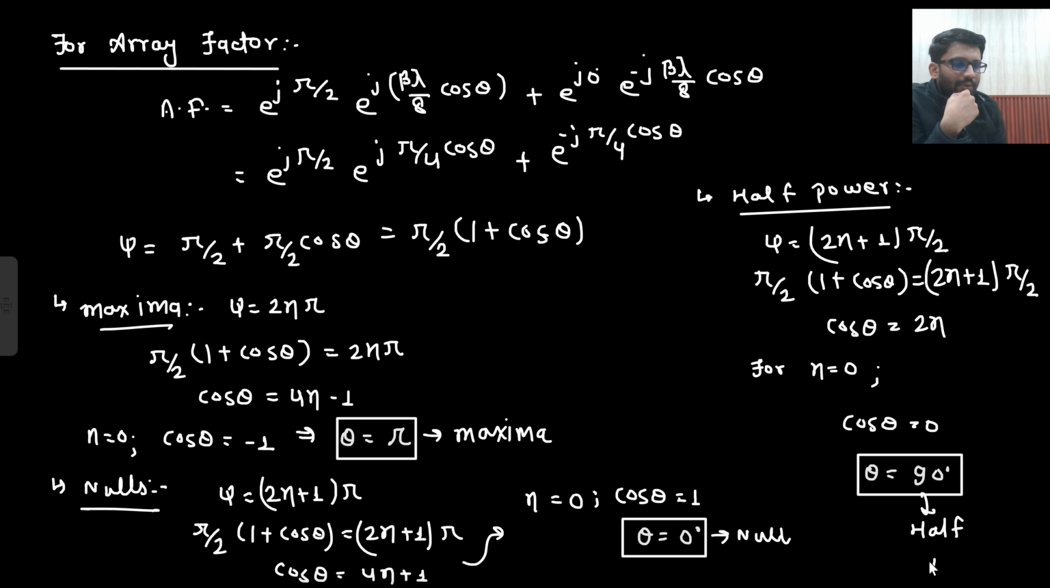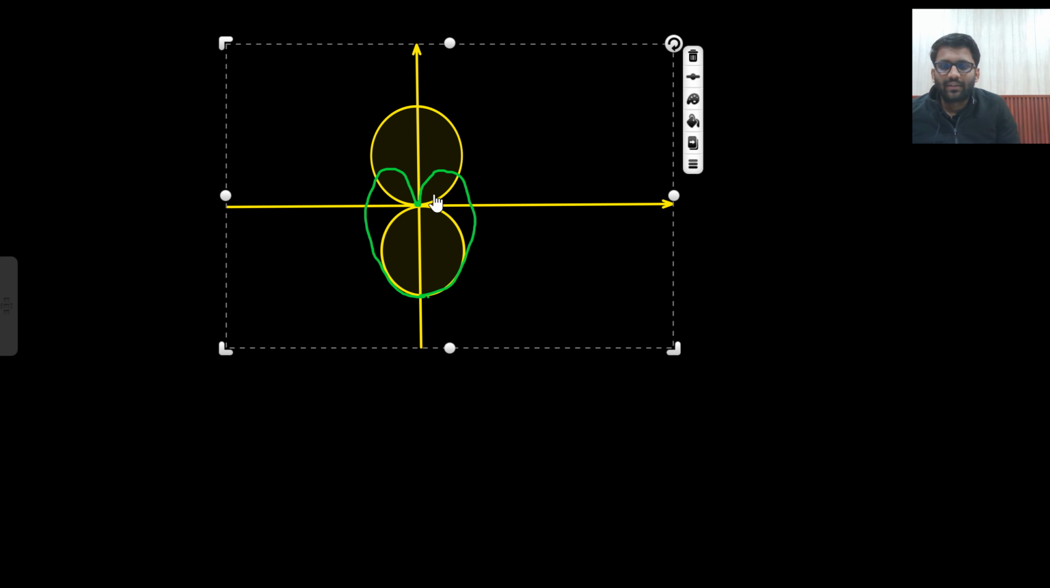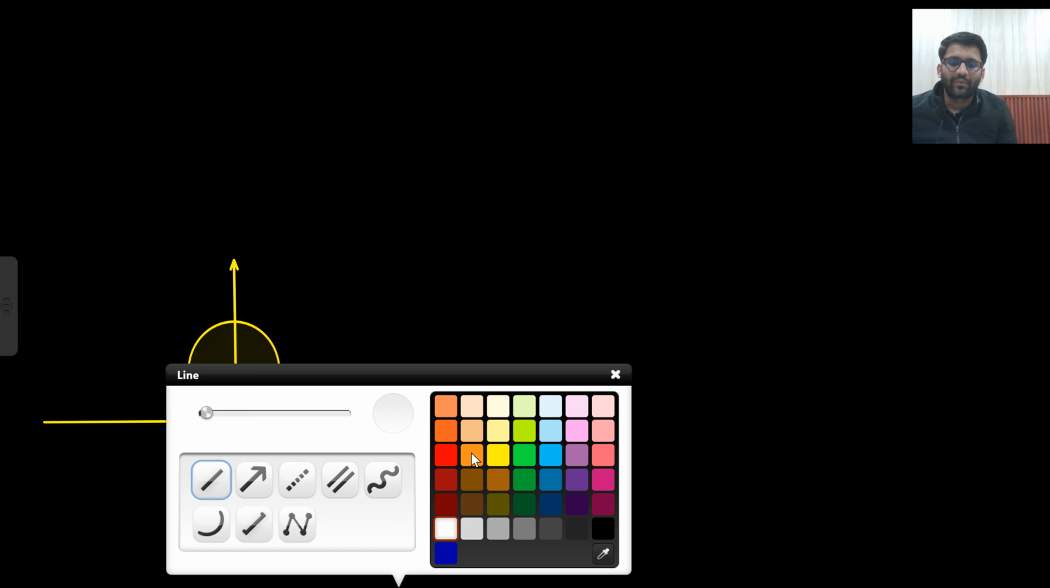Try making the pattern on your own. I will make it on the next page, but pause the video now and try making the pattern on your own. You have the position of maxima, you have the position of null, you have the position of half power as well. Try making the pattern on your own. Did you try it? Let's check out now.